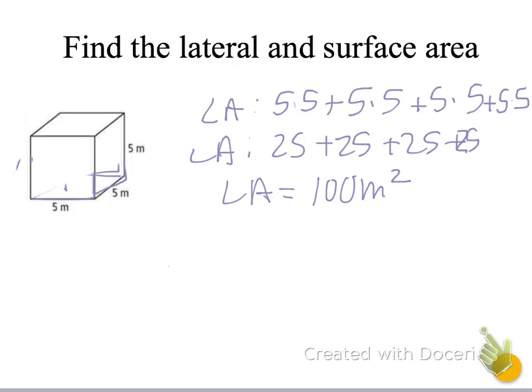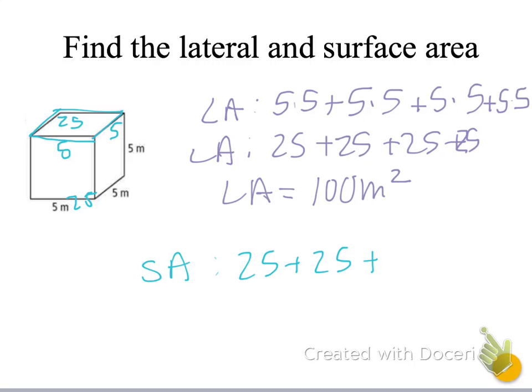So now we need to find the area of the 2 bases to find that surface area. Well, if it's a square, we're doing 5 times 5 again. So that means this is going to be 25, and then the bottom is also going to be 25. So we'll do 25 plus 25 plus my lateral area we found already. So my surface area should be 150 meters squared. Squares are a lot easier because everything's the same.